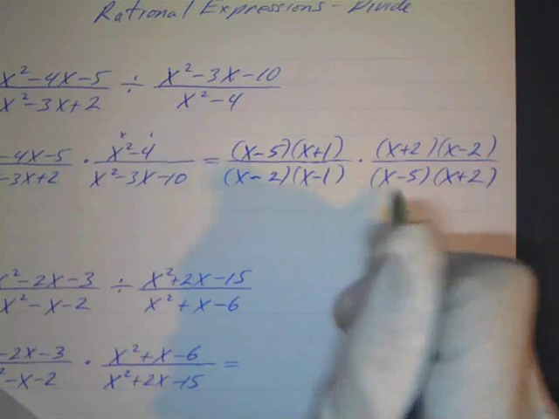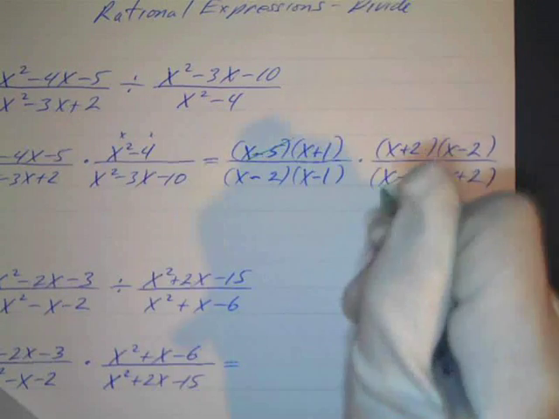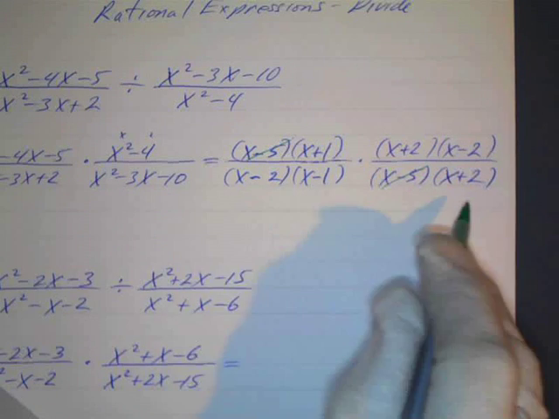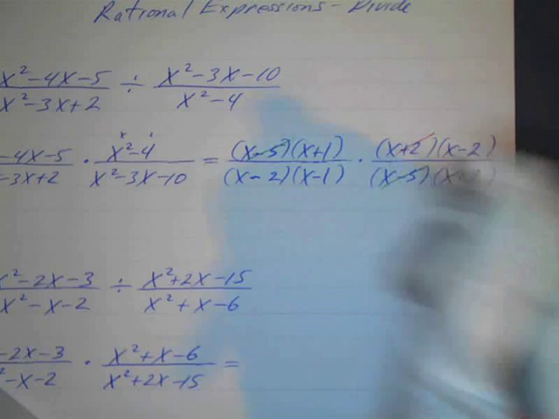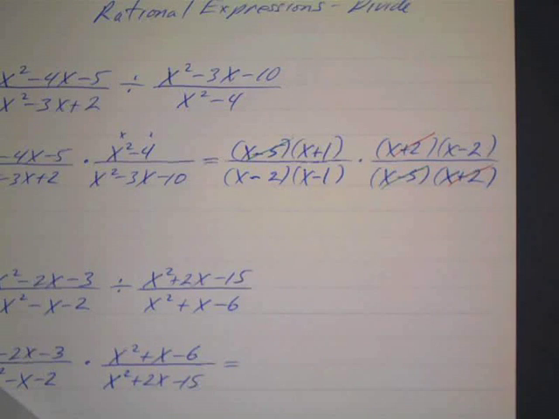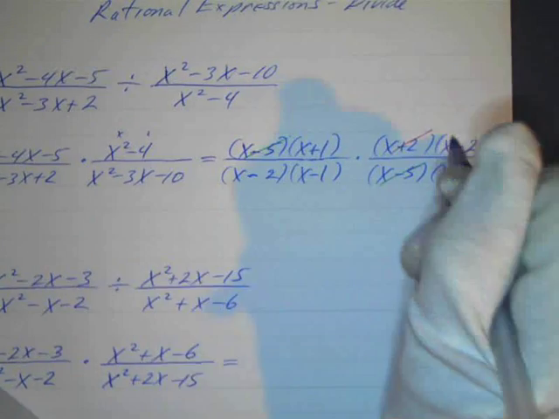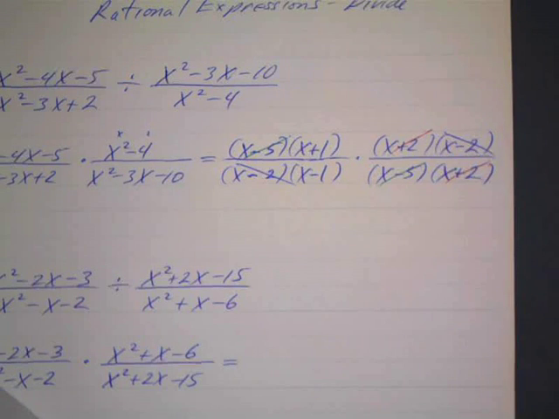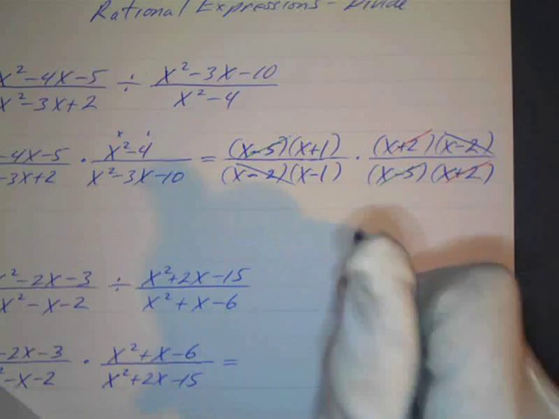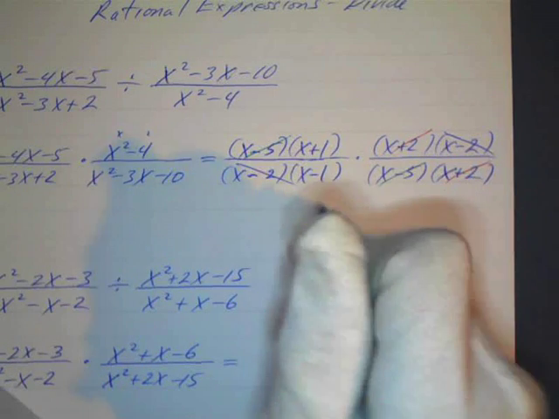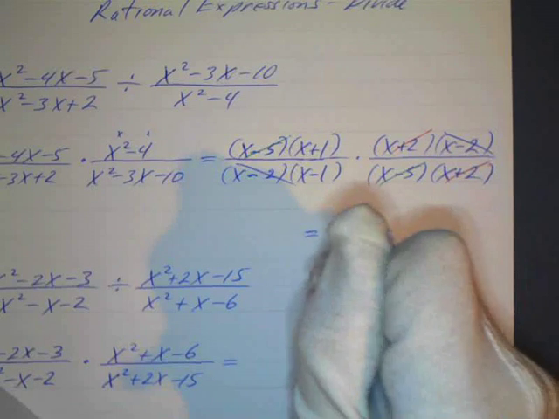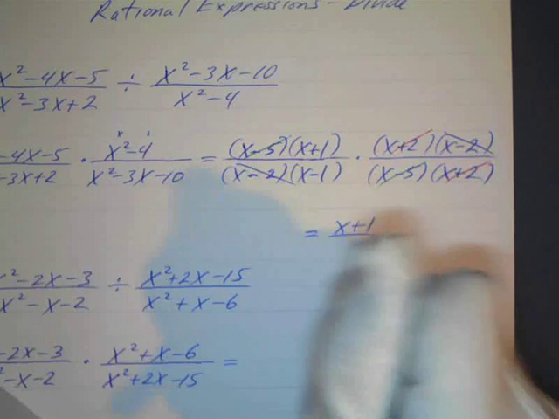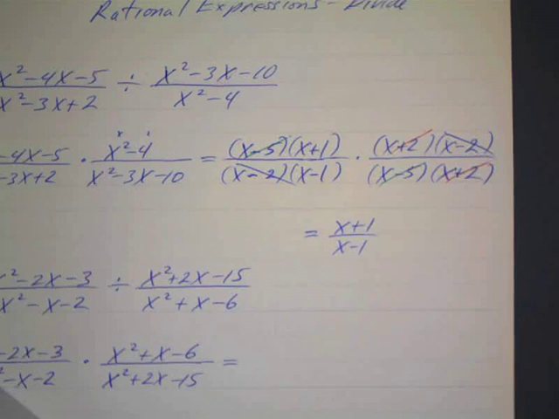So do we have any x minus 5s in the bottom? Sure, there's one over there. Do I have any x plus 1s in the bottom? No. Do I have any x plus 2s in the bottom? Yes, I do. Right over here. Do I have any x minus 2s in the bottom? Yep, there's an x minus 2 there, so that's what we got. So this is what's left. x plus 1 over x minus 1.